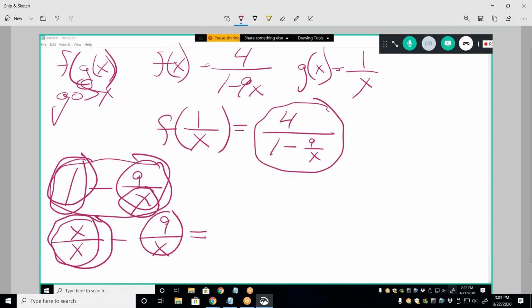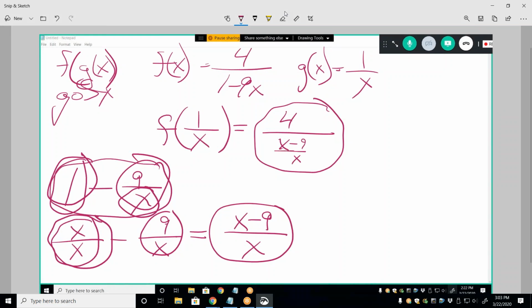What's x over x minus 9 over x? Do the numerators first and leave the denominator the same when you're doing addition or subtraction of fractions. So x minus 9. Okay. Now that is a single rational quotient, and that's the same thing that's inside here. So I'm going to replace it with x minus 9 over x. And now we can copy dot flip. So what is this after I copy dot flip it?